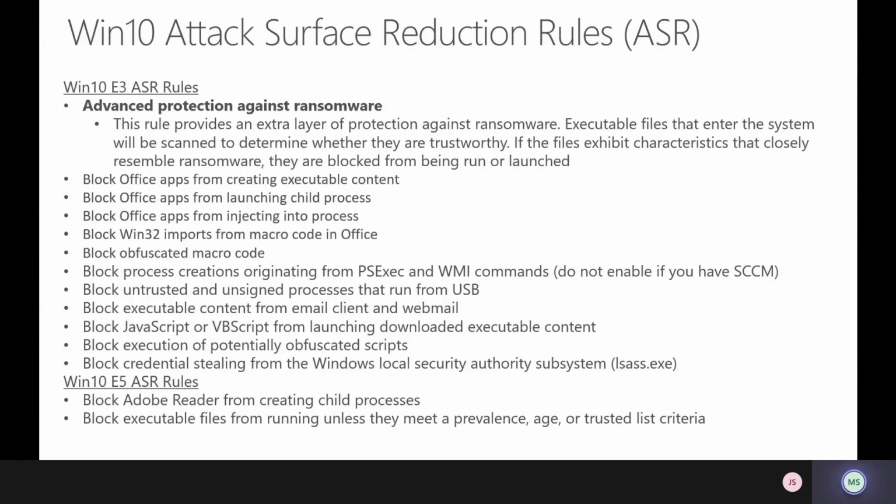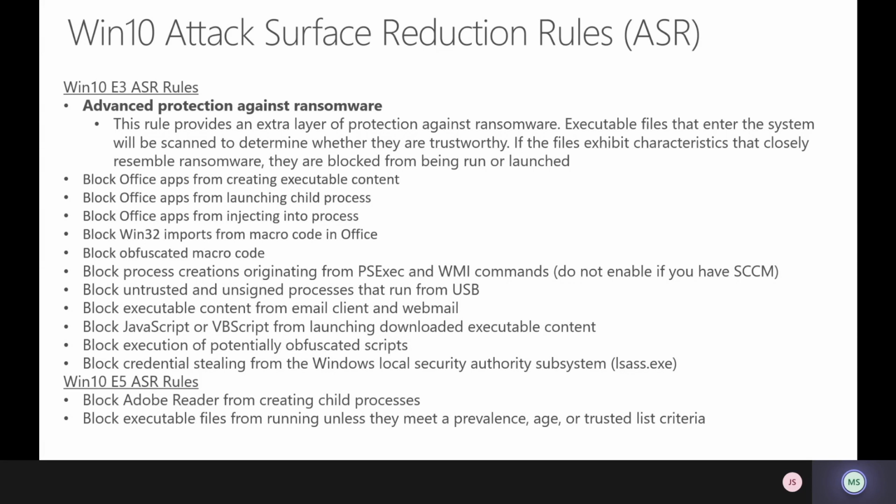In my personal experience, throughout the years, the one that I've found is blocking macros in Office: block Win32 API imports from macro code in Office. Then I'll combine that with block Office apps from creating child processes. It's extremely rare that an end user will be doing that, unless you're in accounting or working with spreadsheets that have advanced formulas with macros. That doesn't mean you want to apply it globally. You certainly could, but it does mean profiling your users and understanding who is most at risk and doesn't use these capabilities in Office. Those two are the low-hanging fruit.